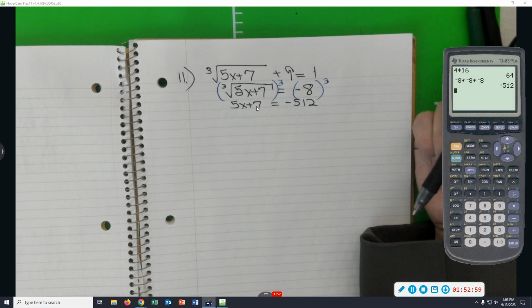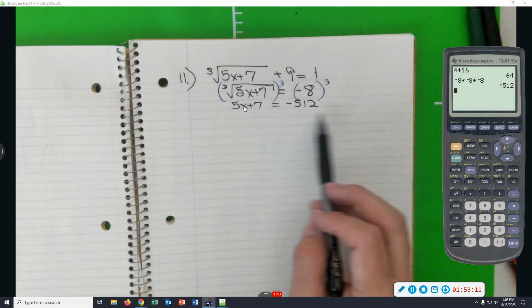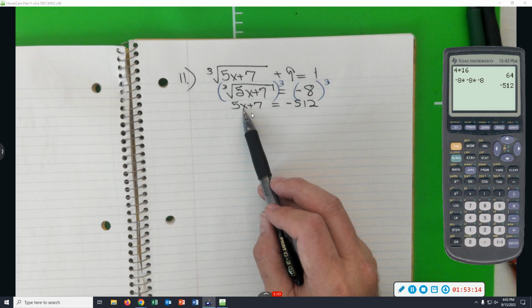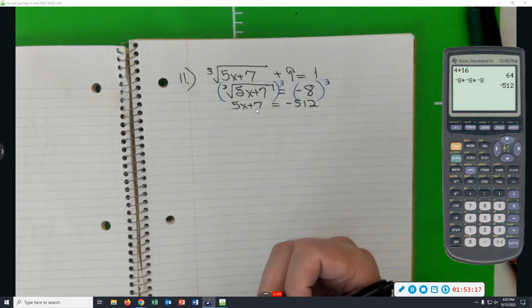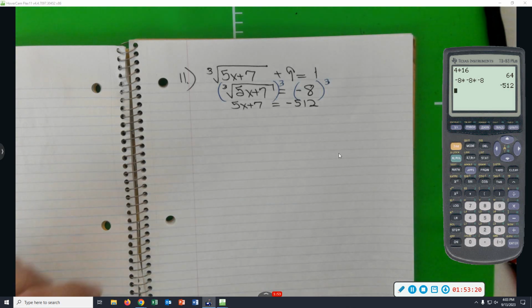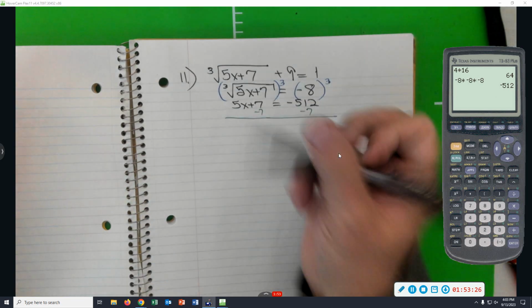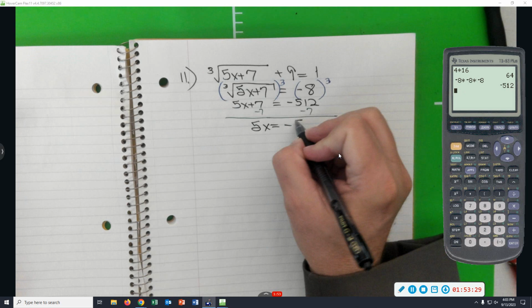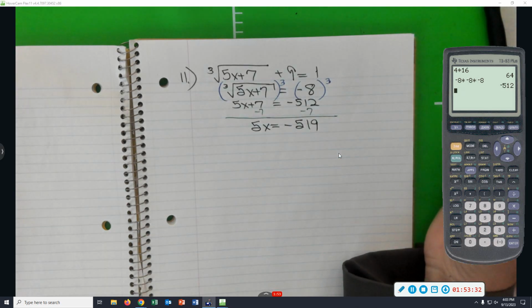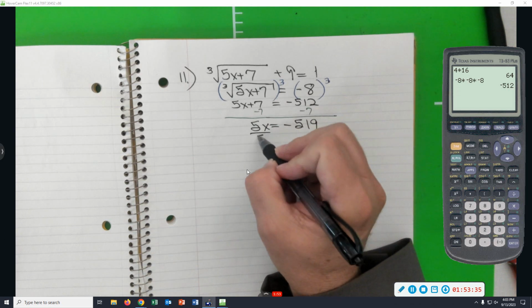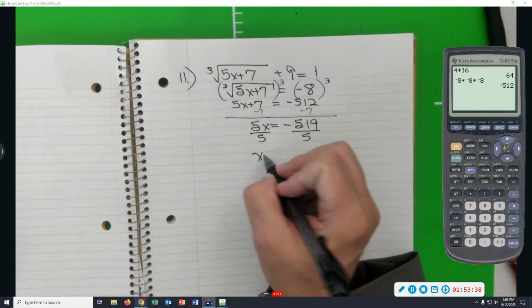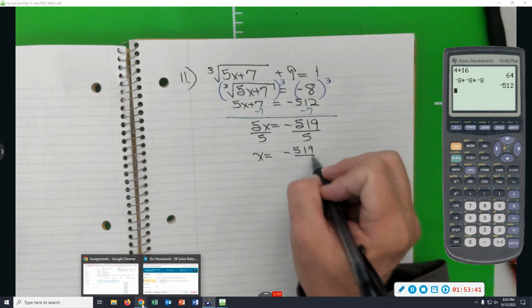Do we need to get this set equal to 0 and factor? How do we know we don't? What do you not see here? X squared. This is linear. We just have to isolate x. So let's get rid of that 7 by doing what? Subtracting 7. So that says 5x is equal to negative 519. And then divide by 5 to give us x equals negative 519 divided by 5.